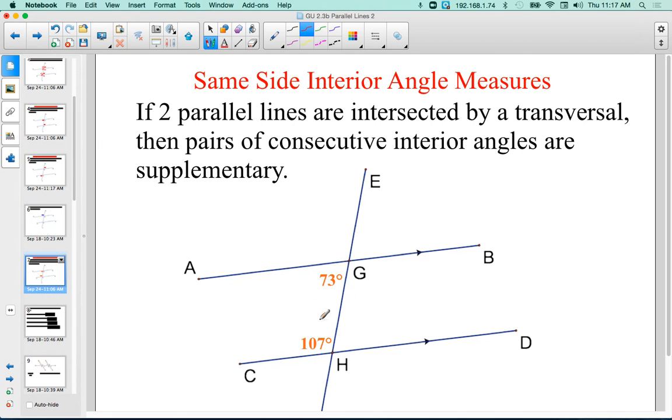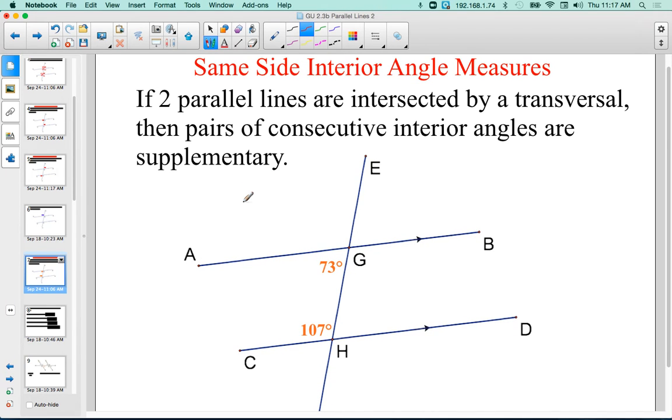Now here's the one that's different. The first 3 we did are all congruent angles. Same side interior angles have a little different property. If two parallel lines are intersected by a transversal, then pairs of consecutive interior angles are supplementary. And this makes sense. Let's say we worked our way around this diagram. If this angle is 73, then I know its corresponding counterpart down here is 73. Well, I know that the angle above it is going to be a linear pair, which makes it 107.